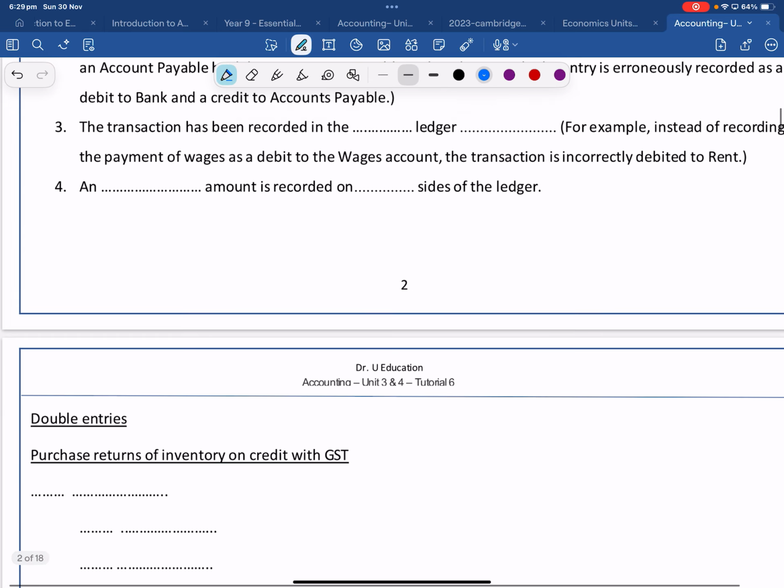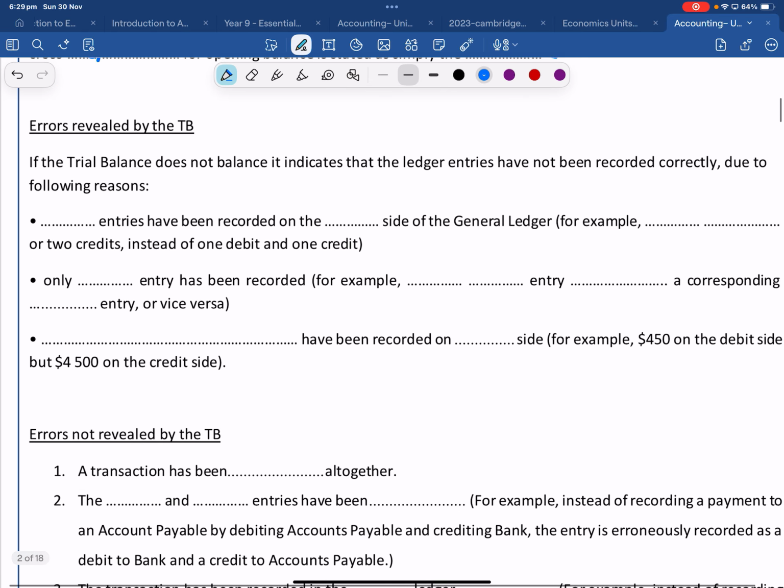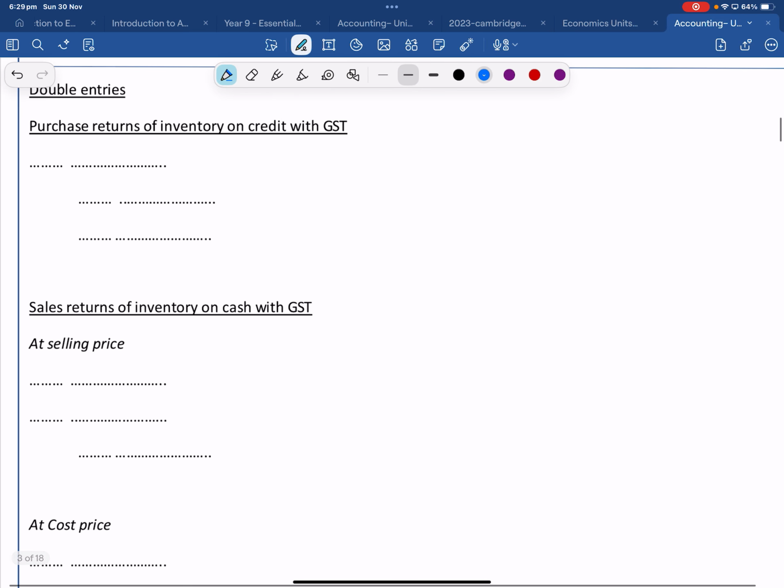Before we do the errors revealed by the trial balance, we'll do some double entries. This is just in case the trial balance is wrong. Sometimes they will give us the mistakes, and we are doing it separately. In the textbook it is chapter 7 as I remember, so we'll deal with that when we do it.